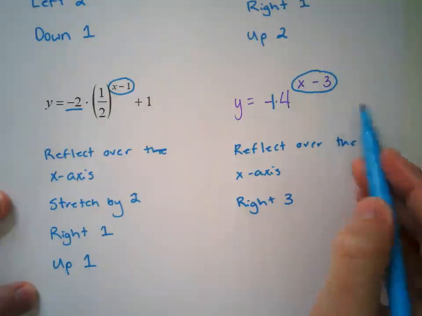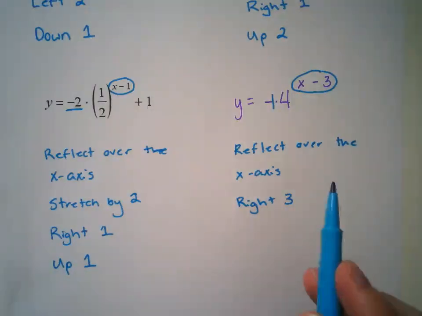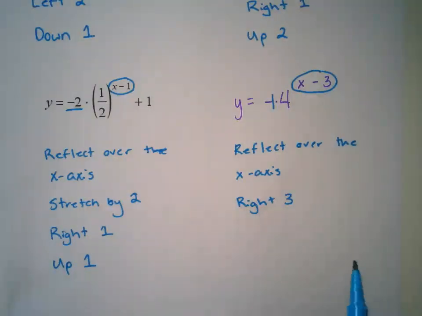Notice we don't have a number at the very end, and that's okay. If we don't have a number at the very end, then it doesn't move up or down. It actually stays at 0. So we're actually done. We did all the transformations for that exponential function. So again, go back and watch these. Make sure you're looking at these while you're answering numbers 10, 11, and 12. And I hope you get them right.